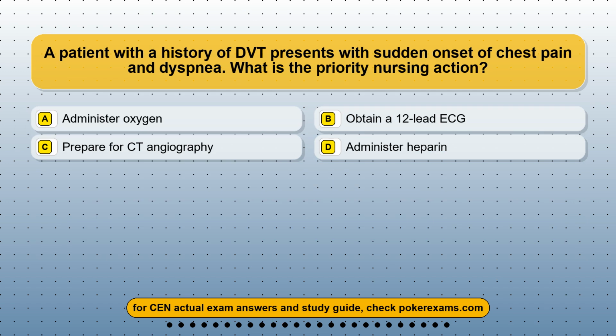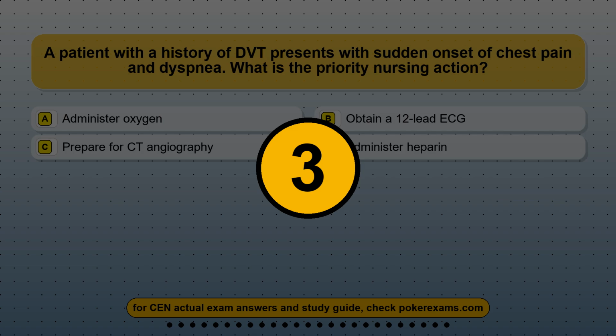Question 10. A patient with a history of DVT presents with sudden onset of chest pain and dyspnea. What is the priority nursing action? Option A, administer oxygen. Option B, obtain a 12-lead ECG. Option C, prepare for CT angiography. Option D, administer heparin.